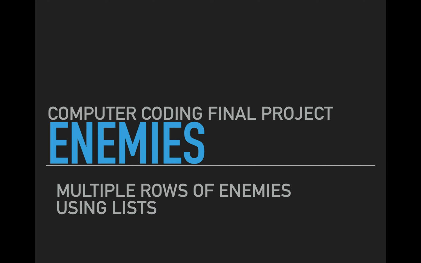We've created multiple enemies by making a list. And now we have 5 enemies in a row on the screen. We're going to throw that into multiple rows, in other words, a table of enemies that has both an X and a Y dimension.